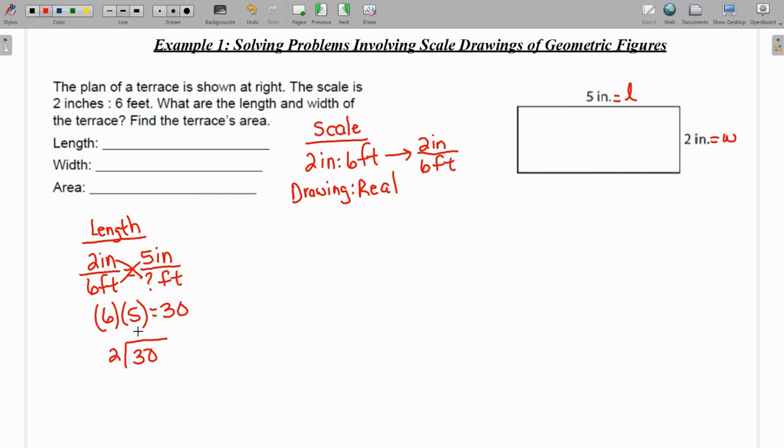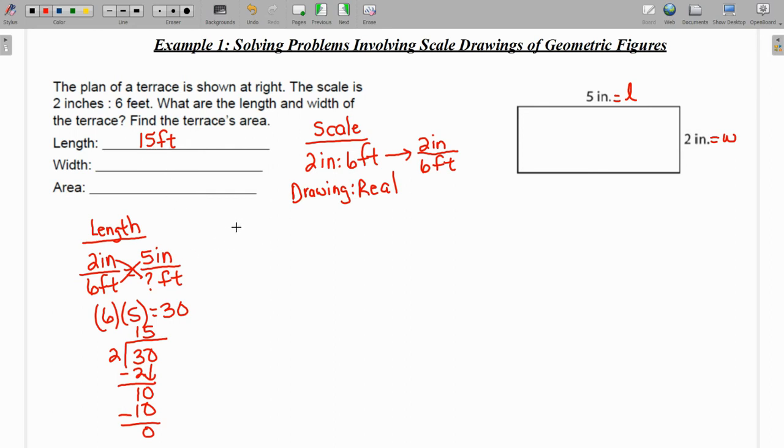So 2 goes into 3 one time. 2 times 1 gives me 2. 3 minus 2 gives me 1. Then I bring down my next number, so I bring down the 0. Now 2 goes into 10 5 times. So 2 times 5 is 10, and 10 minus 10 is 0. So this missing length is going to be 15 feet. Okay, so if I have 5 inches of drawing length, that equates to 15 feet of actual length of this terrace.